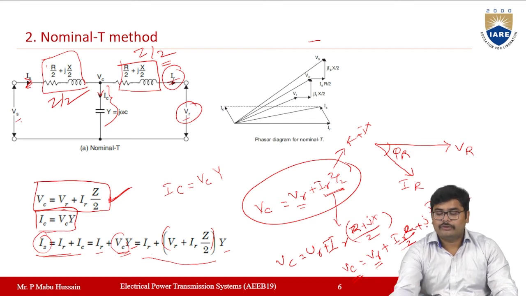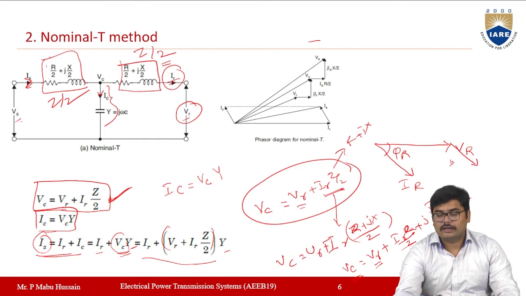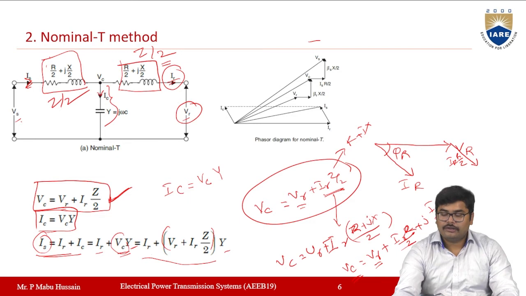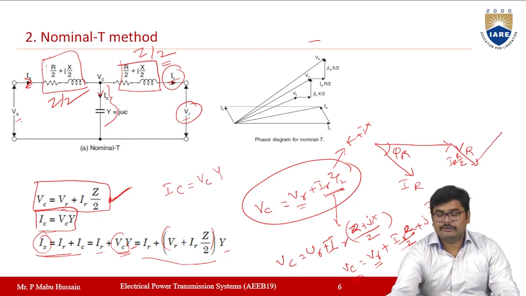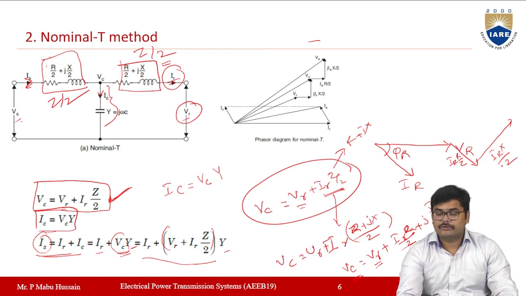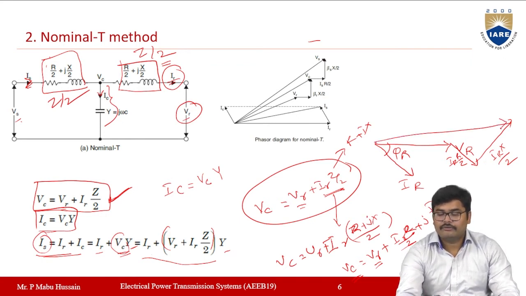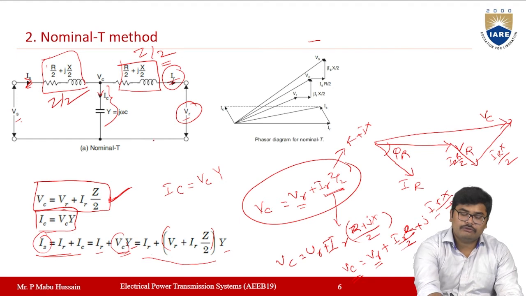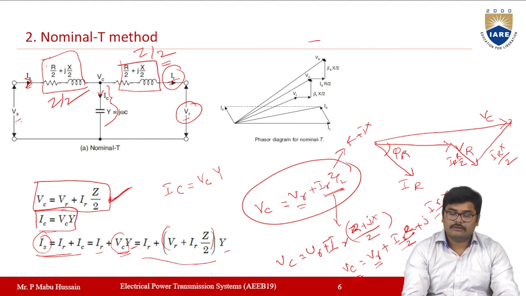IR into R by 2 will be in parallel to your IR vector. So this is your IR into R by 2. Okay, and IR into X by 2 will be perpendicular to this. So this is IR into X by 2. Now the sum of this VR, IR R by 2, IR X by 2, will be VC here. Okay, right?